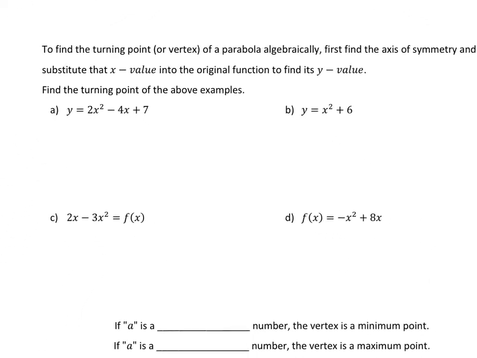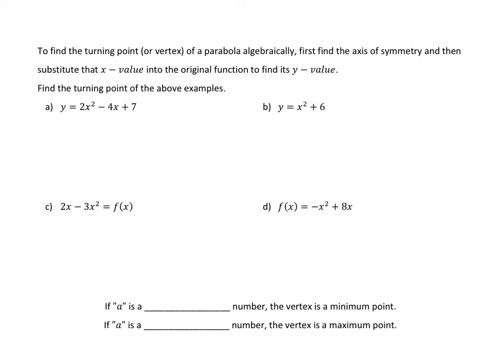So to find the turning point or vertex of a parabola algebraically, you find the axis of symmetry, and remember that's the x value of your vertex. So all you then have to do is take that x value, plug it in, and see what the y value is. So find the turning point of the above examples. These 4 examples are from above. I'm going to do A and B because we already found those together.